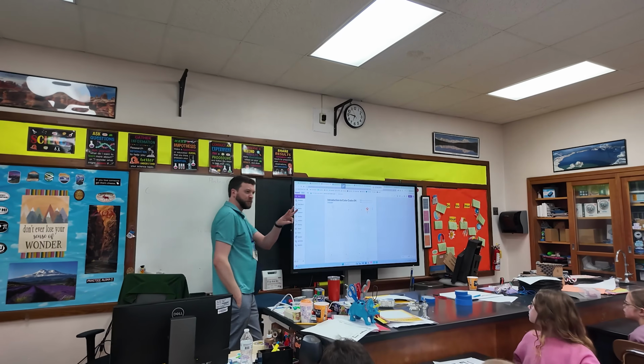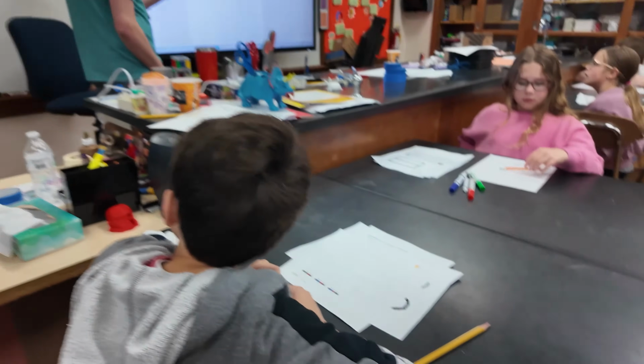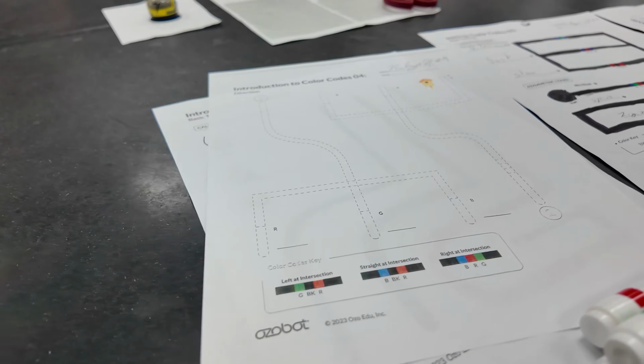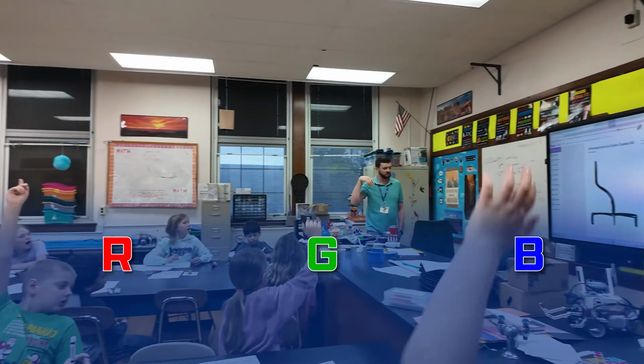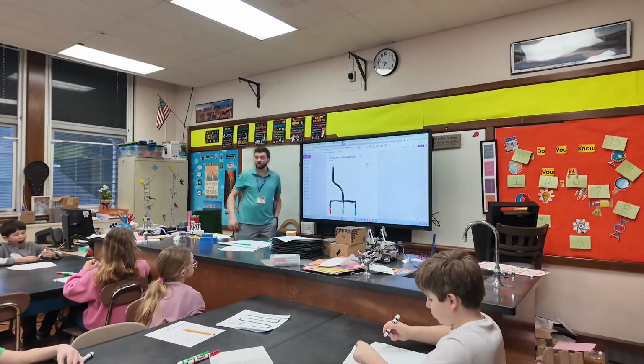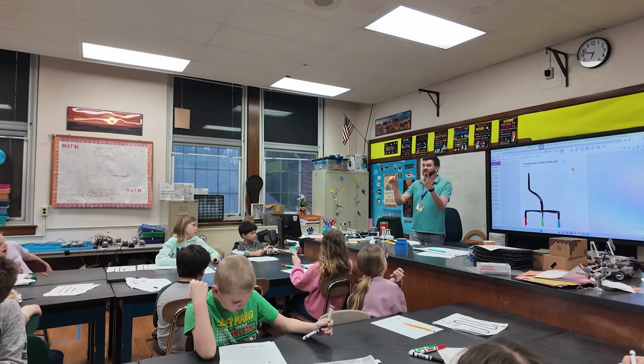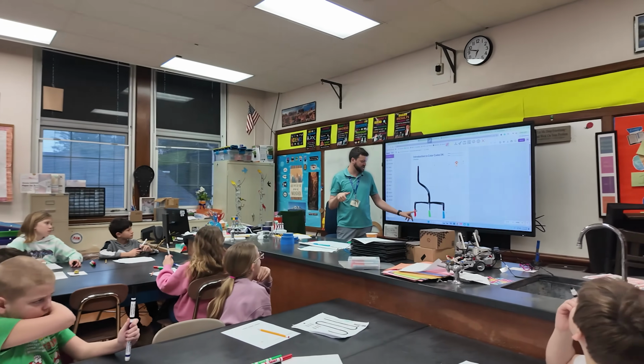These 2 things kind of look like branches, like tree branches almost. I want you guys to color in the black, and then we have that R, the G, and the B. What do R, G, and B stand for? Red, blue, green. You're gonna run your robot 6 times. How many times does your Ozobot hit each of those colors?